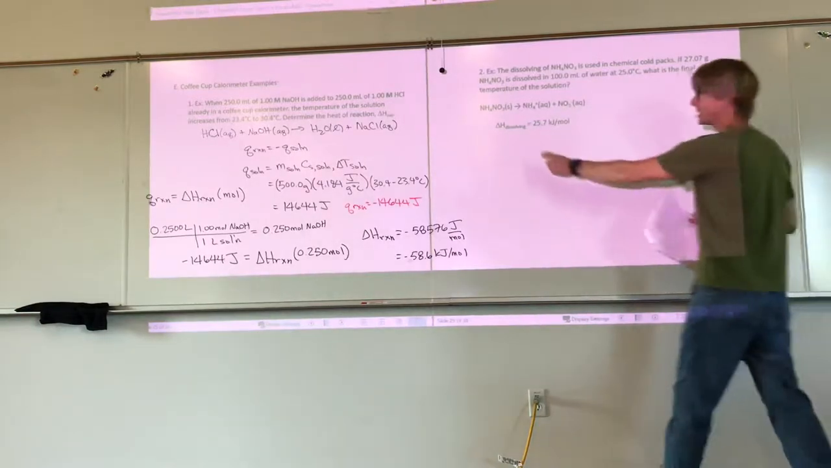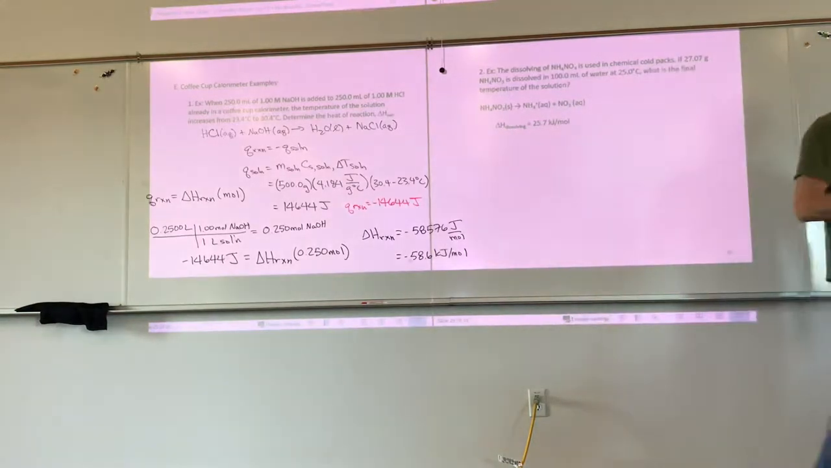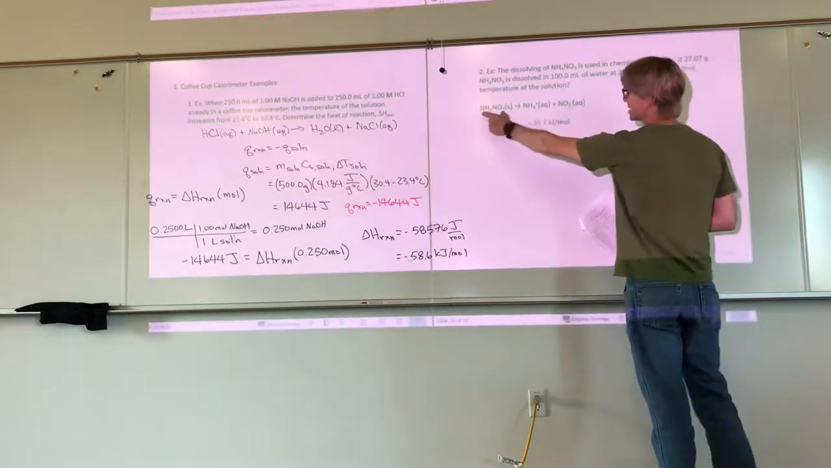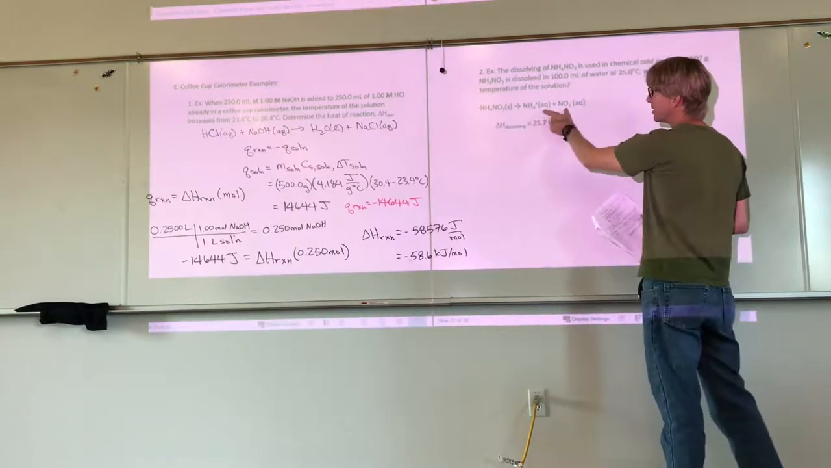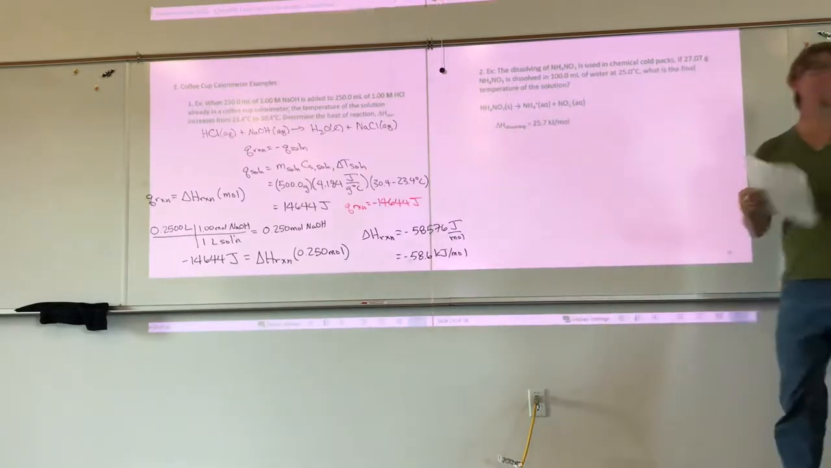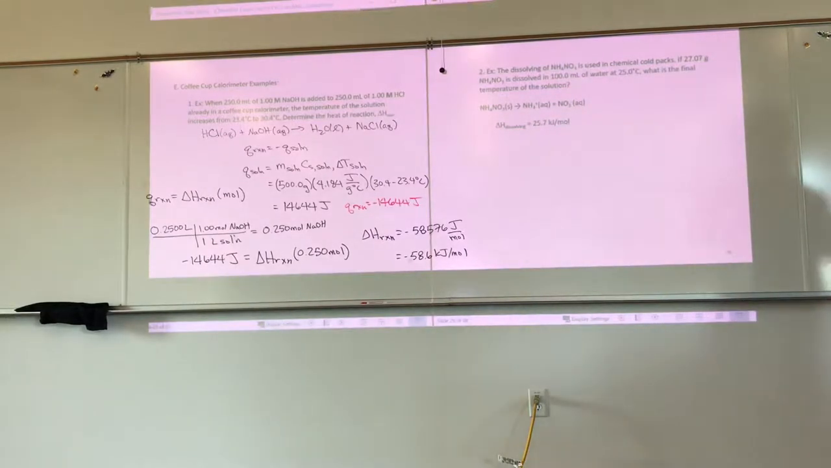And I've given you delta H, and I haven't called it delta H reaction. Delta H reaction is if it's just a general reaction. If it's a specific reaction that we already know, like a dissolving reaction in this case, this is dissolving because it takes the solid, turns it into aqueous species. It's a strong electrolyte. It breaks up into ions 100%.